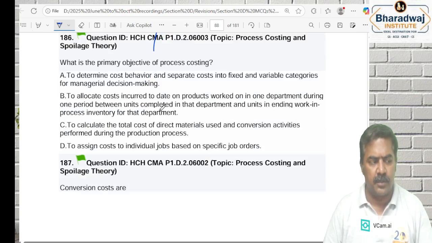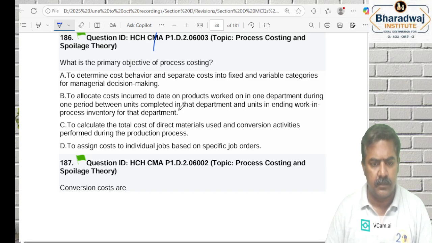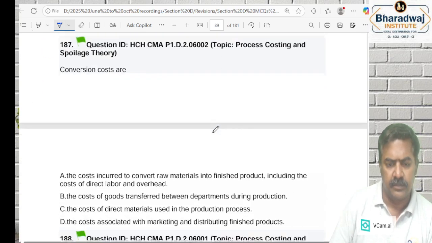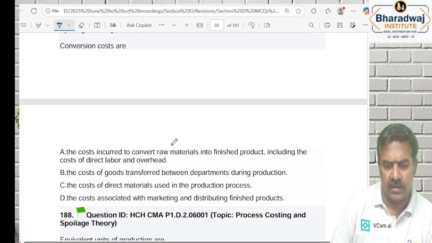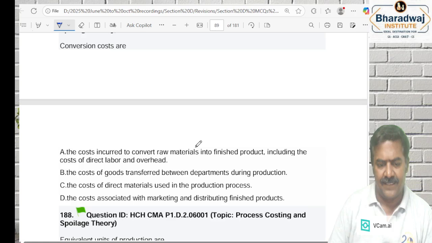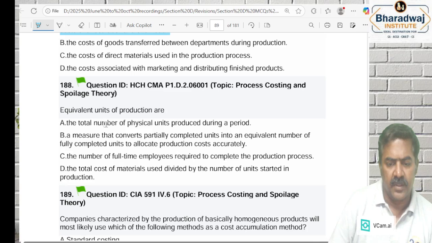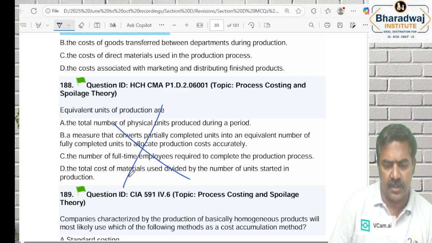What is the primary objective of process costing? Allocate cost. Yes, completed and incomplete units, we allocate the cost. Conversion costs are, what is the conversion cost? Yes, all the costs incurred to convert the raw material into finished product. Equivalent units is not there.